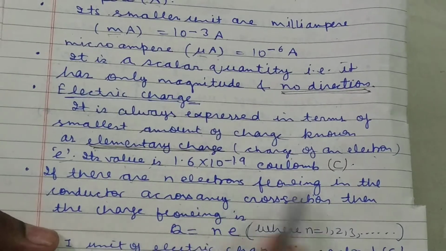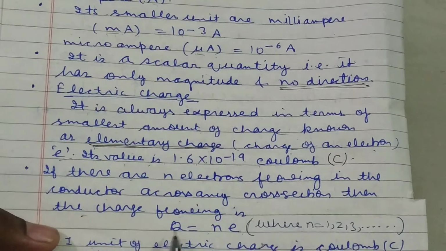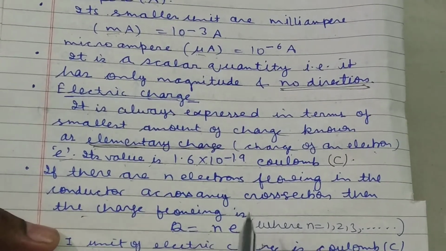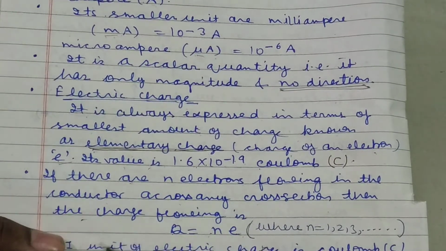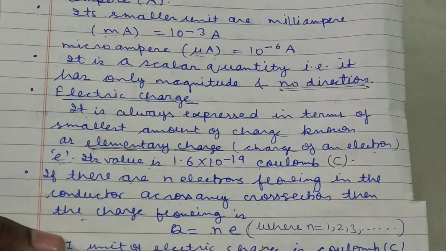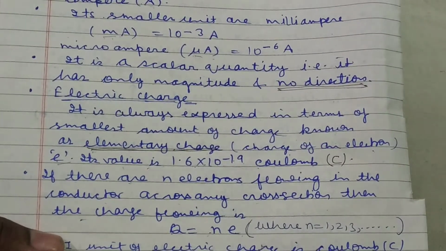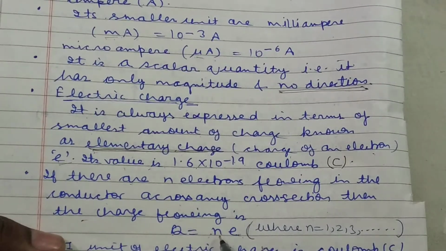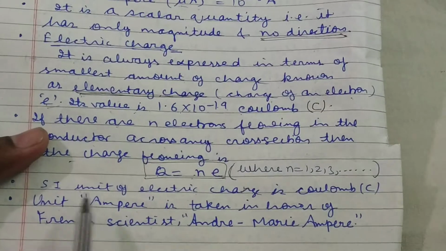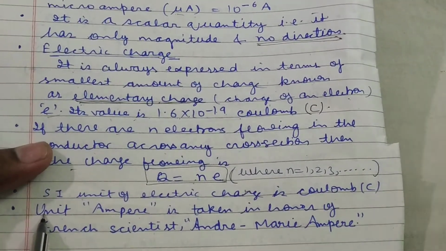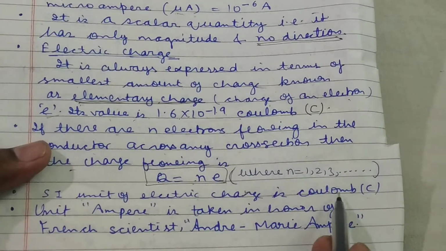If there are n electrons flowing in the conductor across any cross section, then the charge flowing will be Q equals Ne. As I have told you, charge can retain the form of elementary charge small e. If a body has a deficiency or excess of 1 electron, then the charge is 1e. If 2 electrons, charge 2e. If the deficiency or excess is n electrons, the charge will be Ne in that body. The SI unit of charge is coulomb. As we just told, you can write it as capital C.